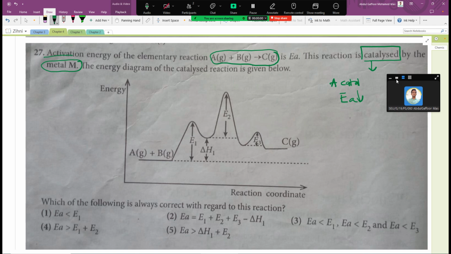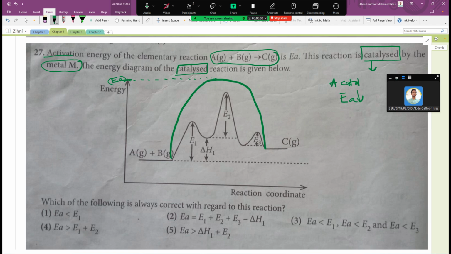Now we have been given the energy diagram after the catalyst was administered to the reaction system, right? So previously, before we added the catalyst, the activation energy might have been like this. Now it has provided an alternative way. So this is the activation energy before adding the catalyst. Now which of the following is always correct with regard to this reaction?